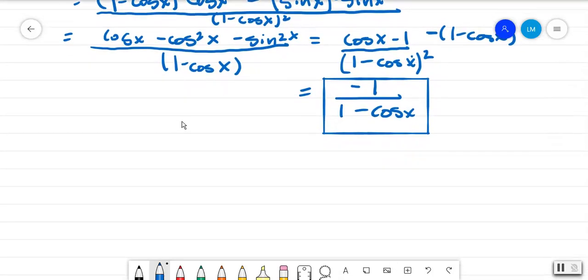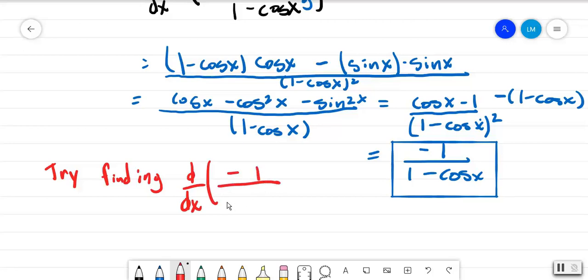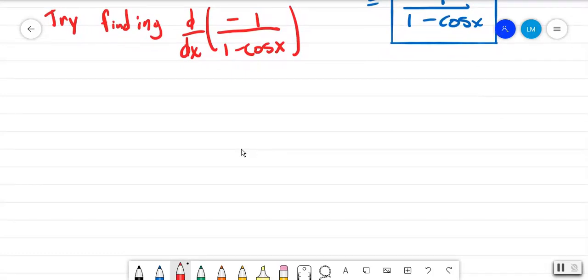Now, I would recommend that you try to find the second derivative. So I'll just say that it's a good idea to go ahead and try finding the derivative of the result, negative 1 over 1 minus cosine of x. Basically what you're going to find is that it's almost the same exact thing, but with the denominator squared in terms of the original function. Okay, so the main thing that you will have to remember for these is just the derivatives of sine and cosine and so on.